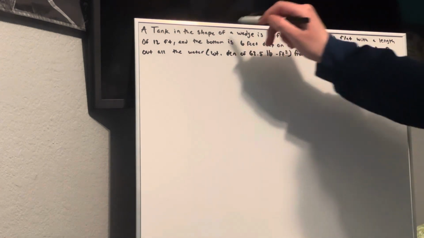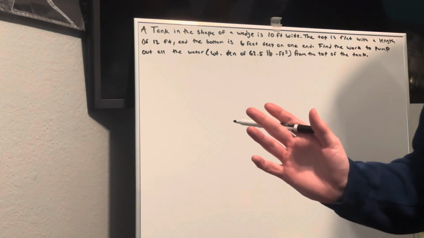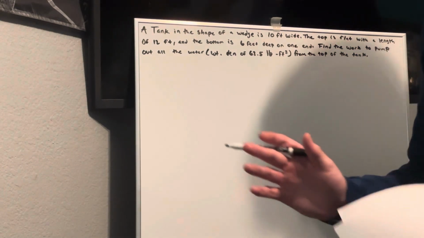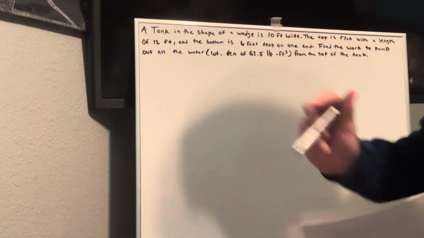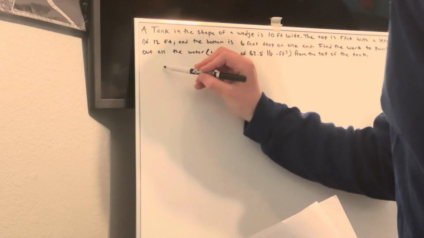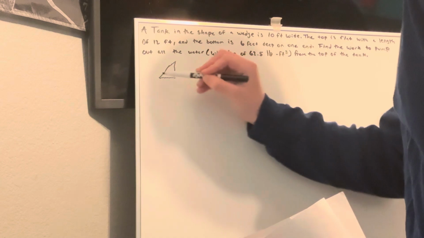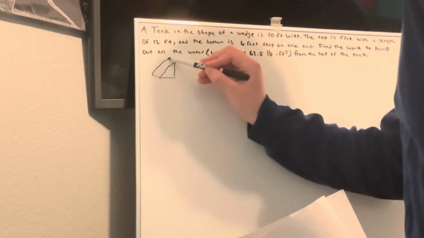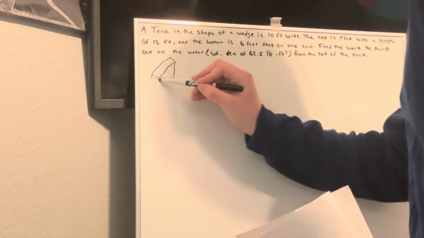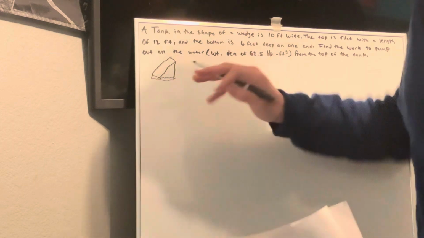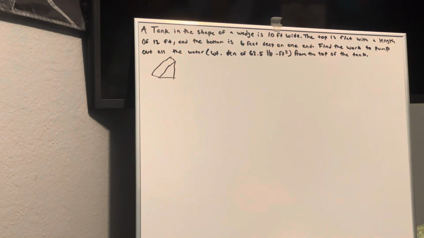All right, the shape is a wedge. Now, what is a wedge? Think of it as like a block of cheese or a door stopper. Basically a 3D right triangle. So what we're going to draw is a 3D right triangle. So we are going to draw very carefully. That's basically a wedge. All right, so this is my wedge.